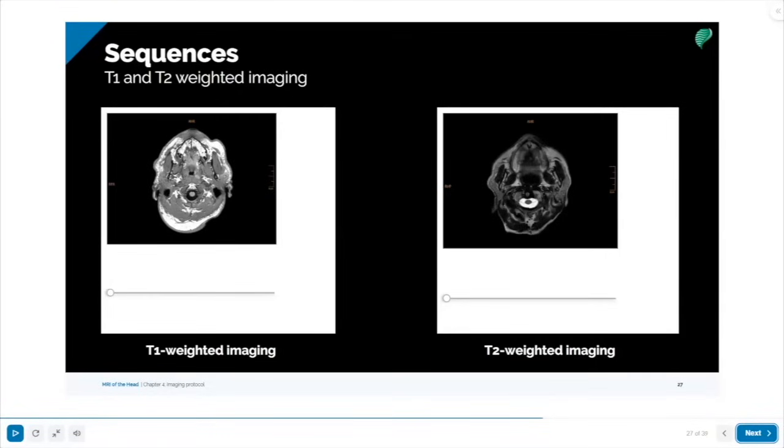All tissues have different T1 relaxation times, giving them different appearances on the MRI. For example, fat appears bright on T1 and water and CSF both appear dark on T1. Note the differences in the tissues as I scroll.